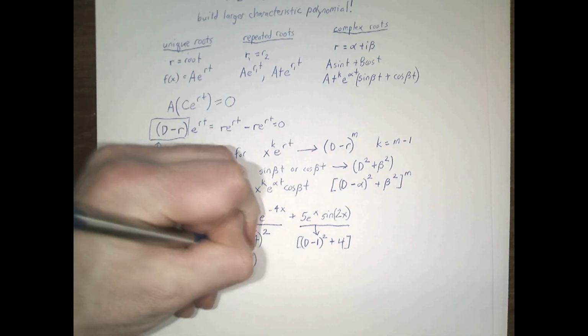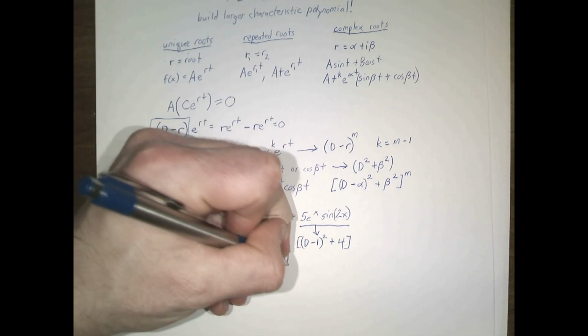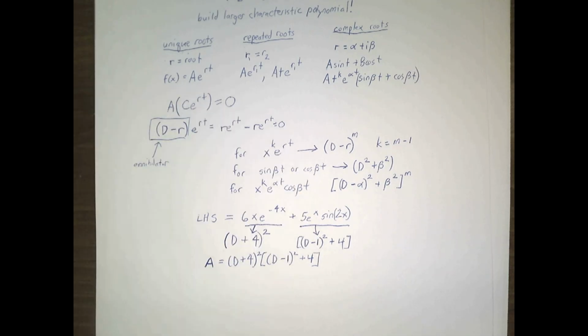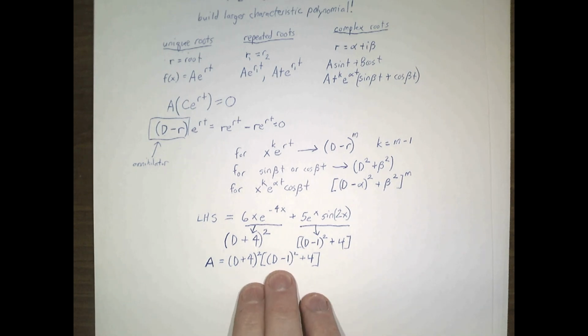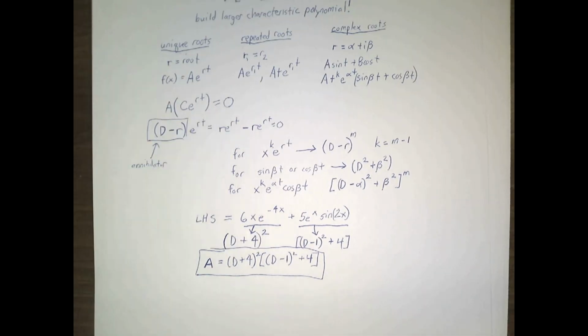D plus 4 squared times the quantity D minus 1 squared plus 4. And I would leave it just like this. I wouldn't try to FOIL or factor anything to make it one overall polynomial. You're generally going to want to look at the factors that you have, and that will motivate how you generate the rest of your solution when we do this for real, right now even. So that's our annihilator for this function.